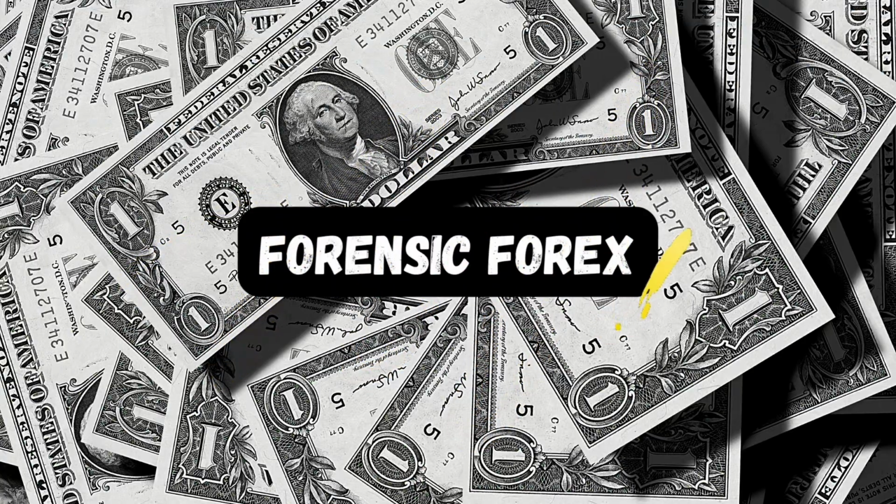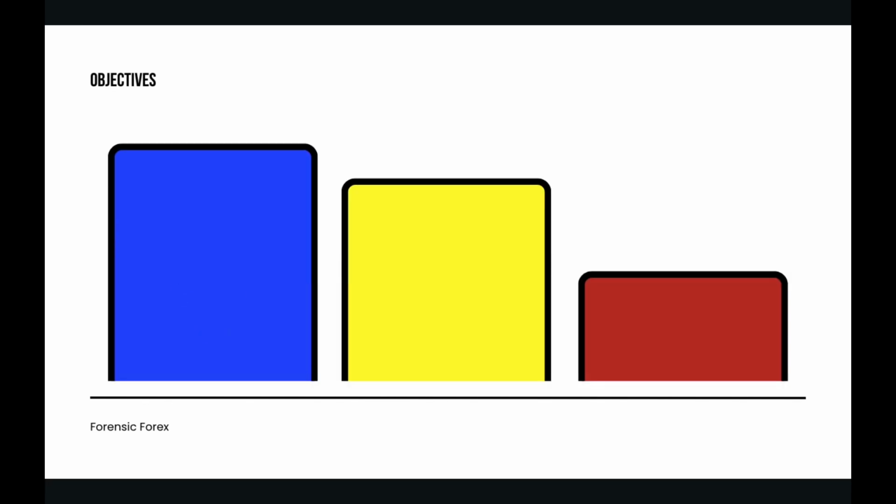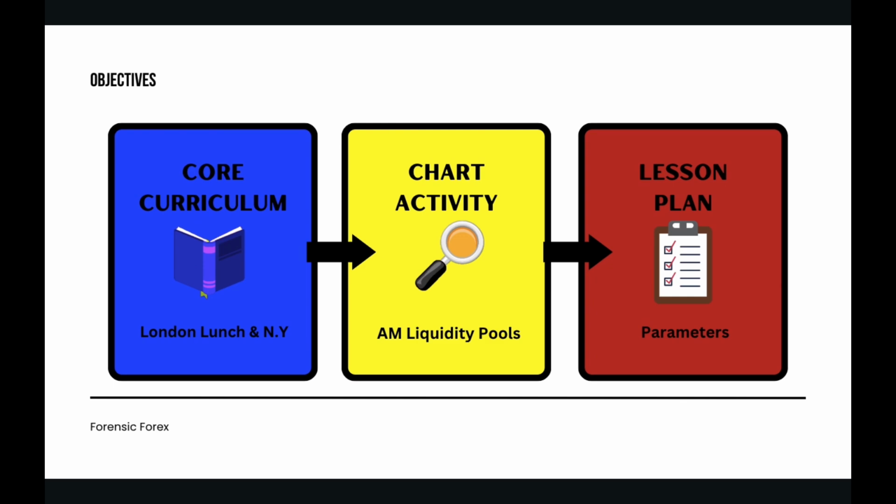Leave the indicators alone. This will be a three-step process, starting with core curriculum, chart activity, and lesson plan. Let's start off with core curriculum.